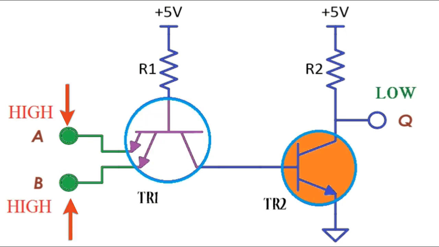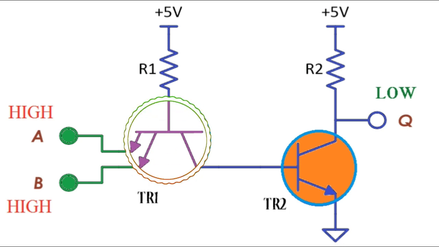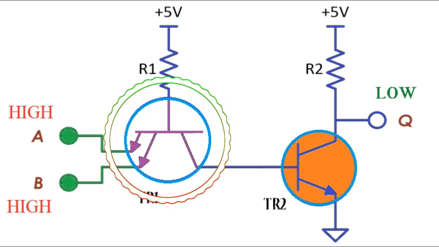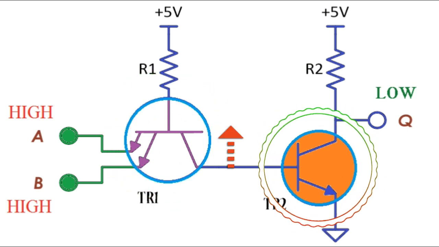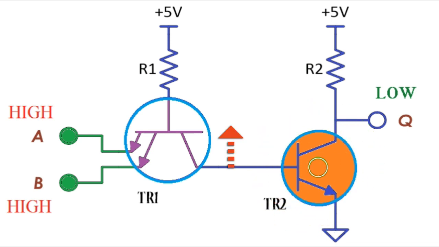With both inputs A and B high at logic level 1, input transistor TR1 turns OFF. The base of switching transistor TR2 becomes high and turns it ON, so the output at Q is low due to the switching action of the transistor. The multiple emitters of TR1 are connected as inputs, thus producing a NAND gate function.